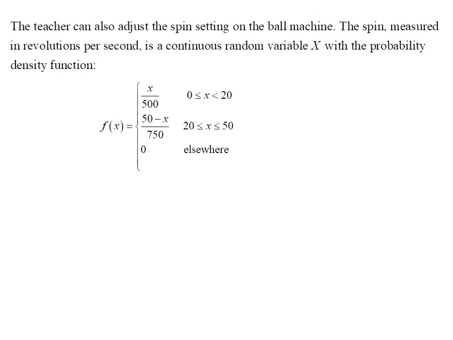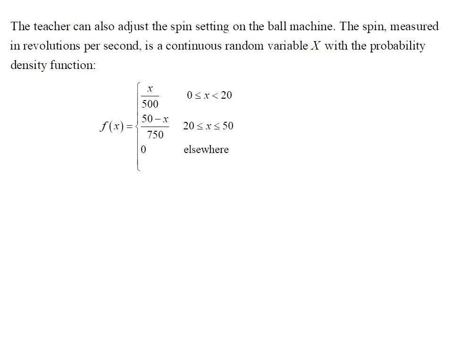Now the teacher adjusts the spin setting on the ball machine. The spin, measured in revolutions per second, is a continuous random variable X with the probability density function showing on the screen. When x is greater than or equal to 0 but less than 20, f of x equals x over 500. When x is greater than or equal to 20 but less than or equal to 50, f of x equals (50 minus x) over 750. f of x equals 0 when x is elsewhere.